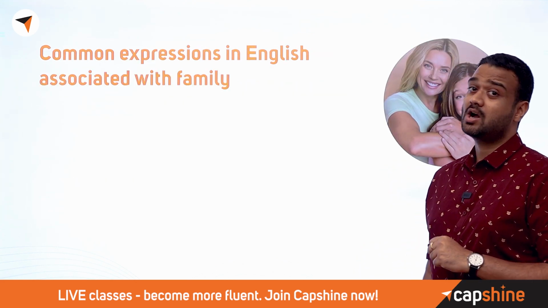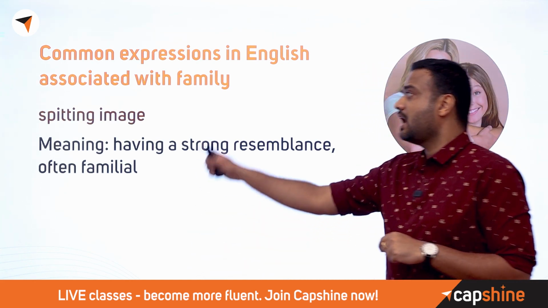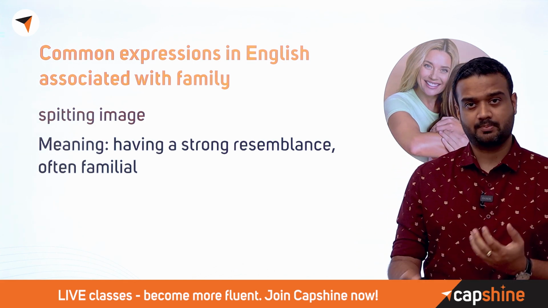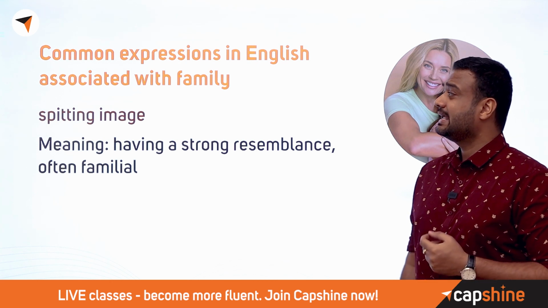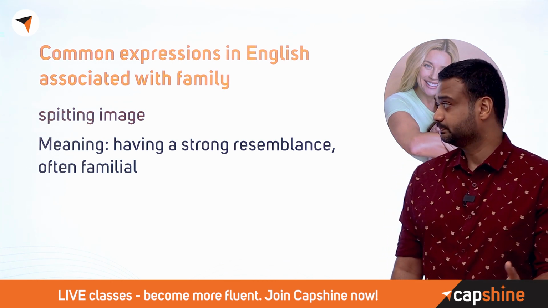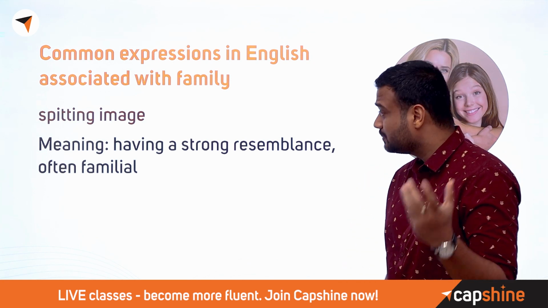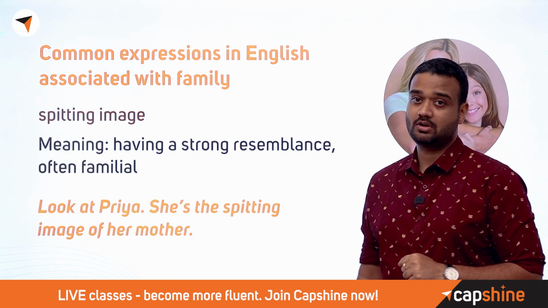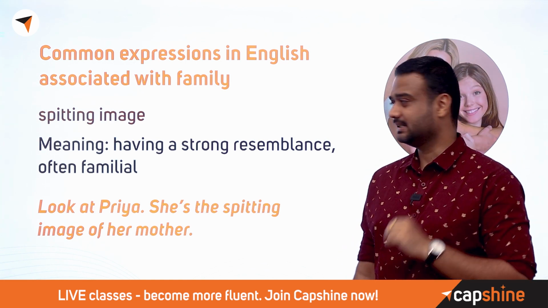Let's move ahead and talk about some expressions in English associated with family. A common expression to talk about how someone is similar to another person, for example, daughter and the mother look very similar, you could say she is a spitting image of her. This means to have a strong resemblance, often to be very familiar. Look at Priya, she is the spitting image of her mother. She looks exactly like her mother, a spitting image.